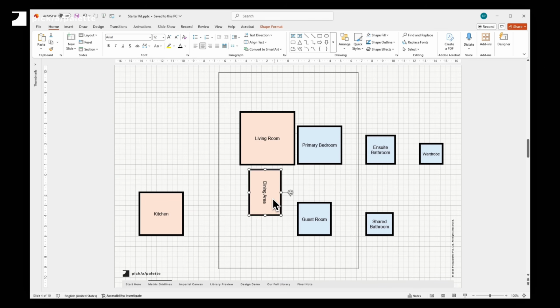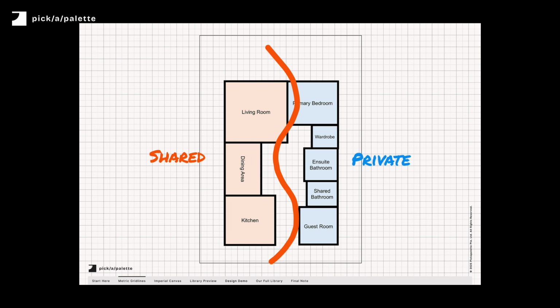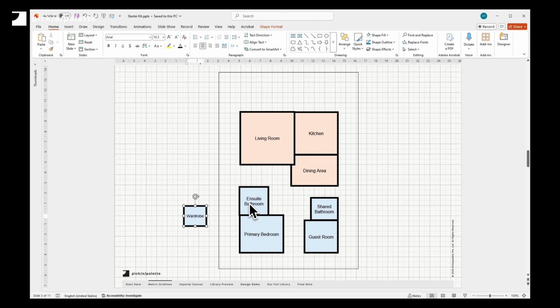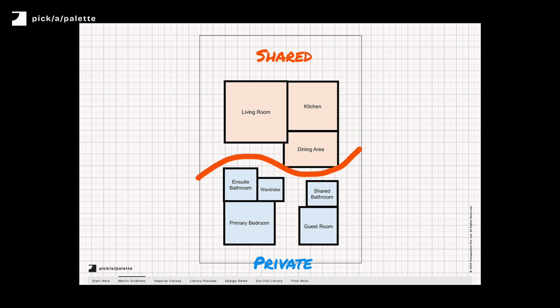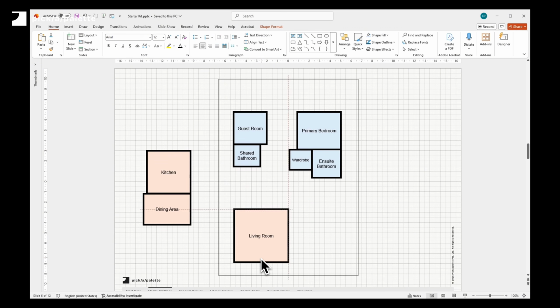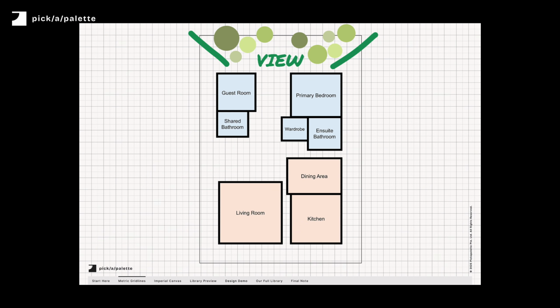One simple strategy is to group shared spaces, like the living room, dining area, and kitchen, on one side, and keep bedrooms on the other side for privacy. You can also think about sunlight, views, and quiet areas. You might place your bedroom where you can wake up to the morning light and a garden view.